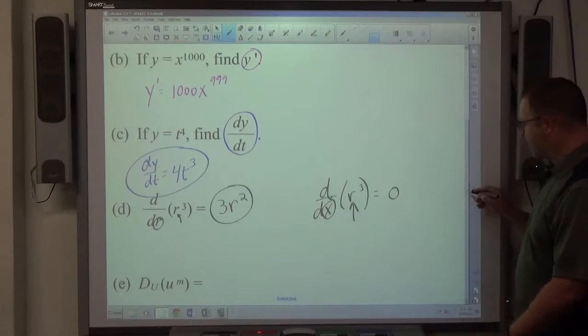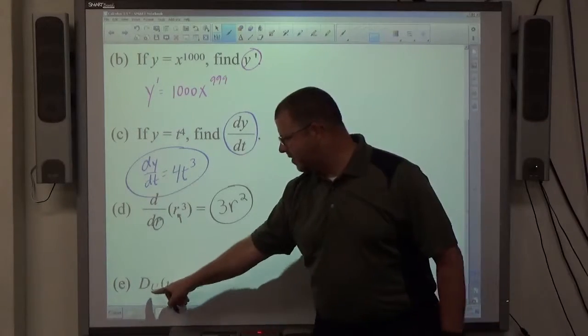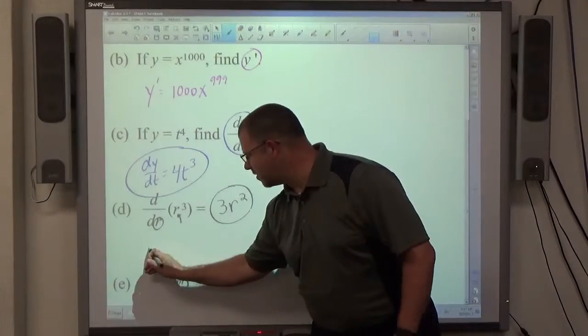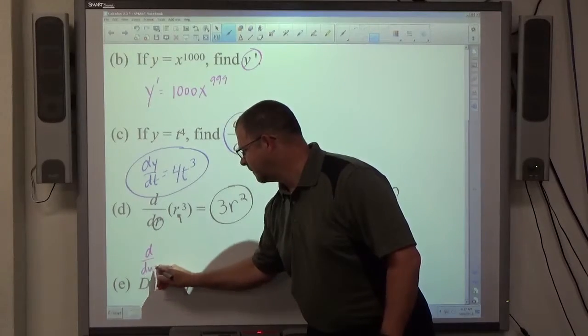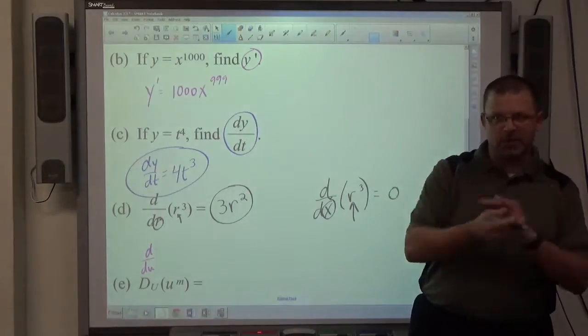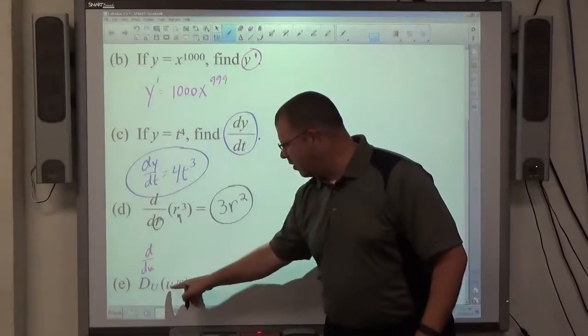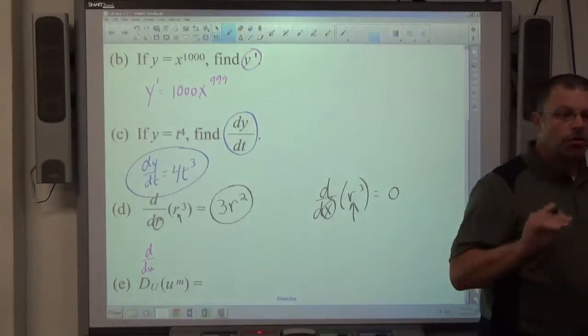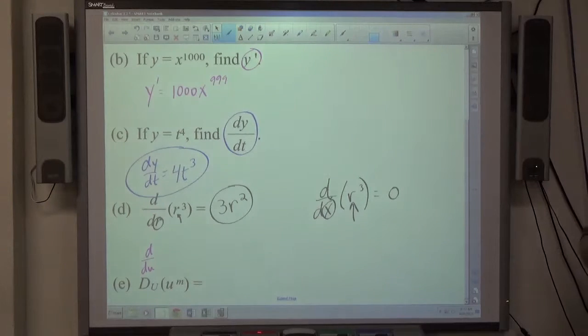Finally, one more operator here. Big D sub u. That's the same as d over du. So big D sub u, find the derivative of the function with respect to u. And notice we have u to the mth power. So u is a variable, m is acting like a number would act.